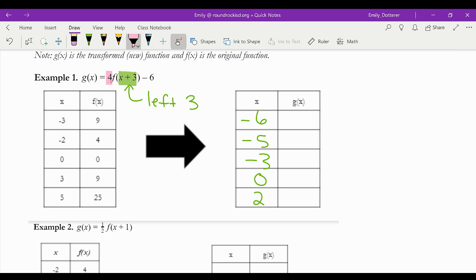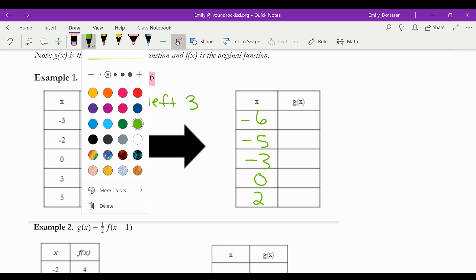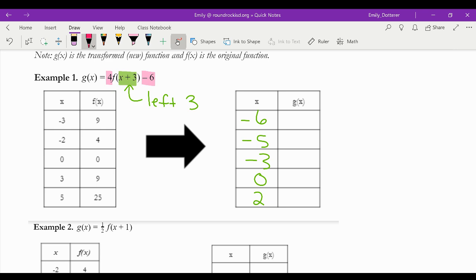And then A and D are going to affect the y value. So when we do these, we're going to take each one and just do order of operations. So 4 times 9 is 36. Minus 6 is 30.